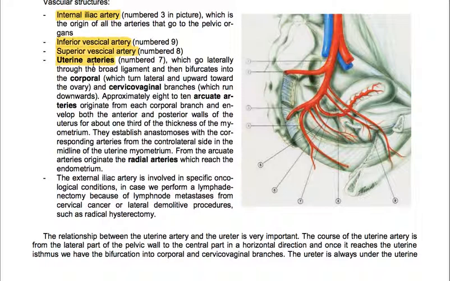So we have the uterine arteries, which divide into corporal and cervicovaginal. The corporal stay lateral and up, and the cervicovaginals go down. From the corporal we have the origin of the arcuate arteries, which envelop both the anterior and posterior walls of the uterus, and they establish anastomosis with the corresponding arteries from the contralateral side. From the arcuate arteries originate also the radial arteries, which reach the endometrium.